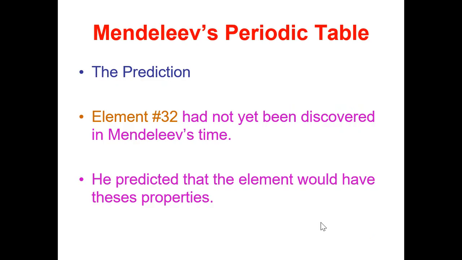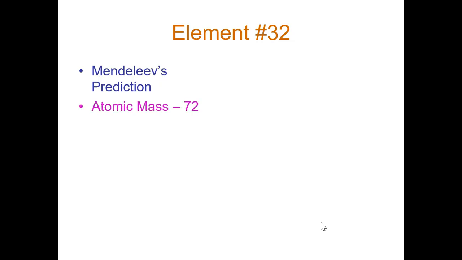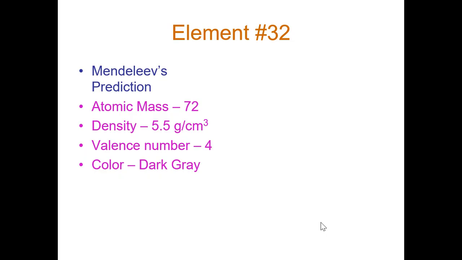Eka silicon. So what he did was he looked at it and said, I think that whenever you find this element, number 32, it's going to have an atomic mass of 72. It's going to have a density around 5.5. It's going to have a valence number of 4, meaning it has 4 valence electrons. We'll talk a lot more about that in a lesson to come. And he also said this should be kind of a darkish gray color, like a typical metal, but it's going to be darker than normal.